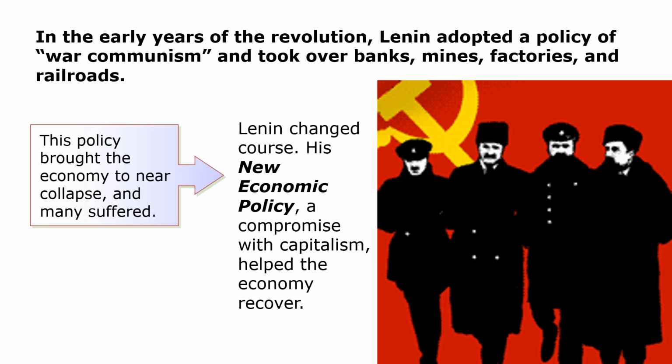So Lenin decides pragmatically to change his course, and he establishes something called the New Economic Policy, which is a compromise with capitalism. So he's going to allow the farmers to save some of their production and sell it on the marketplace privately. He's going to allow some private business to be established that's not run and controlled by the government. So some elements of capitalism to get the economy going.